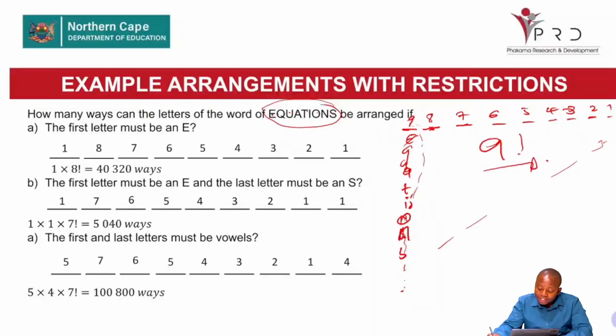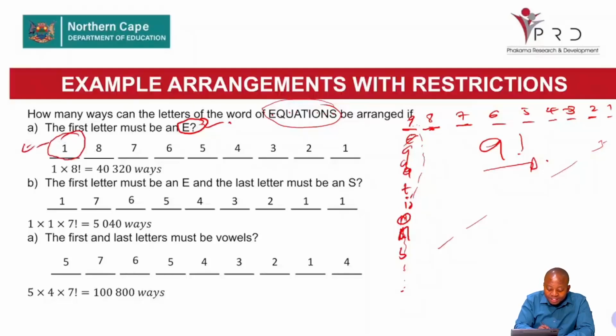But now let's look at this. They're saying the restriction is that the first letter must be E. That means in the first slot, or in the first position, we only have one option, which is E. It must be only E in this case. Then the rest will be on the other positions.